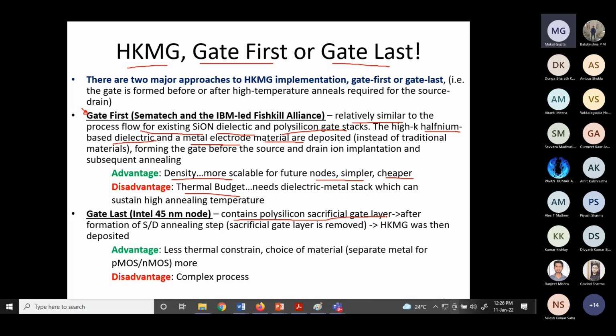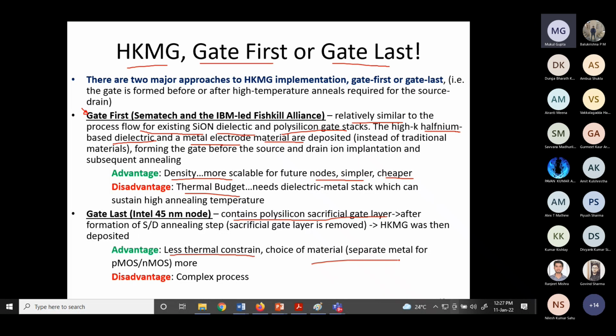Now this has consequences. What is the consequence? The advantage is less thermal constraint, because that metal you are depositing at the very end, right? So you can have choices of different metals. You don't have to choose a metal which can only sustain high temperature. You can choose many different metals, okay.